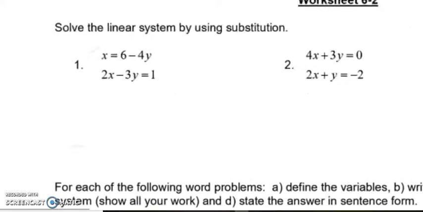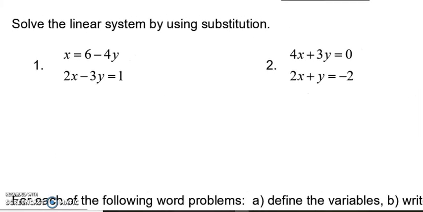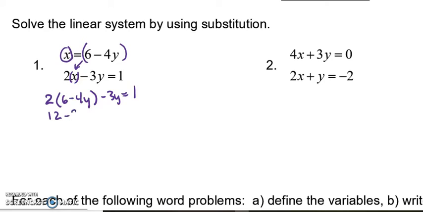So if you look at number 1 on your worksheet, this one is already solved for x equals. So this is going to go where the x is down here. So this will be 2 times 6 minus 4y minus 3y equals 1. So that becomes 12 minus 8y minus 3y equals 1. So step number 1 was already done for us. What I'm doing now is step number 2. This is the substitute and solve step.